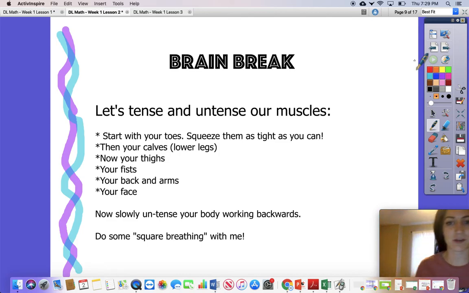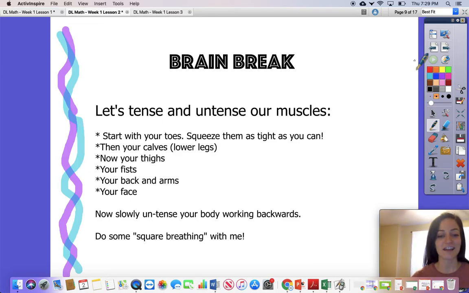All right, so for this brain break, we're going to tense and untense our muscles. So sit up in your chair wherever you're at, okay? And we're going to start at our toes, and I want you to squeeze your toes as tight as you can, okay? And then you're going to move up, and keeping your toes squeezed, you're going to squeeze your calves. Those are your lower legs. You're going to squeeze them. Now squeeze your thighs and your bottom. And then you're going to squeeze your fists. You're going to squeeze your back and your arms, and then squeeze your face, okay? And then you're going to slowly untense your muscles. So we're going to start at our face. Loosen your face. Loosen your shoulders, loosen your hands, loosen your thighs, untense your calves, and untense your toes and become jello in your chair.